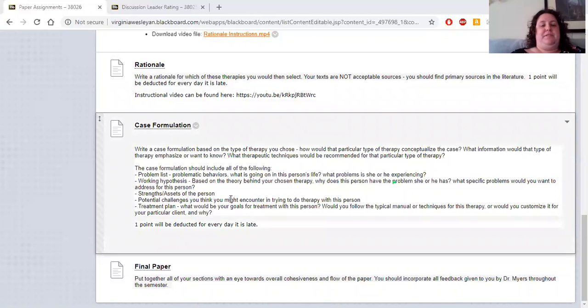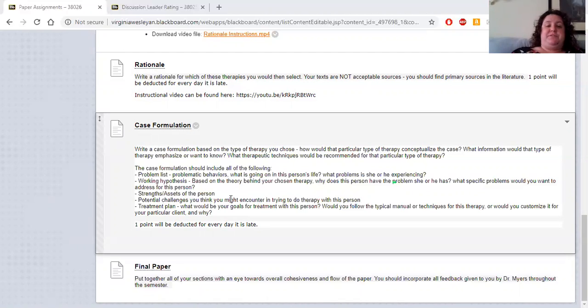The next thing is the working hypothesis. Based on the theory behind your chosen therapy, why does this person have the problem they have? What specific problems would you want to address for this person? So again, let's think Freudian, psychoanalytic. Because this person had a disjointed relationship with their parent growing up, that's led them to repeat that pattern in their current relationships. What I would want to address is helping them uncover that through free association and therapist interpretation.